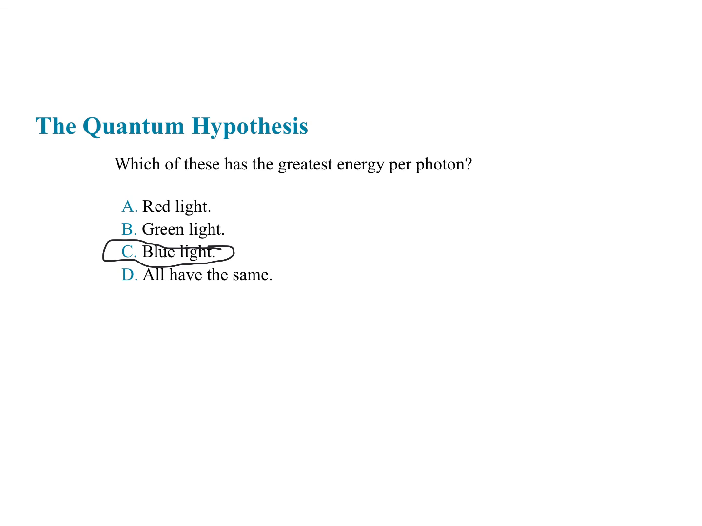Think about when we're heating up our bar of iron. We see the red light first, and as we add other colors, ROYGBIV, each color requires more energy than the color before it. And so blue light has the highest amount of energy.